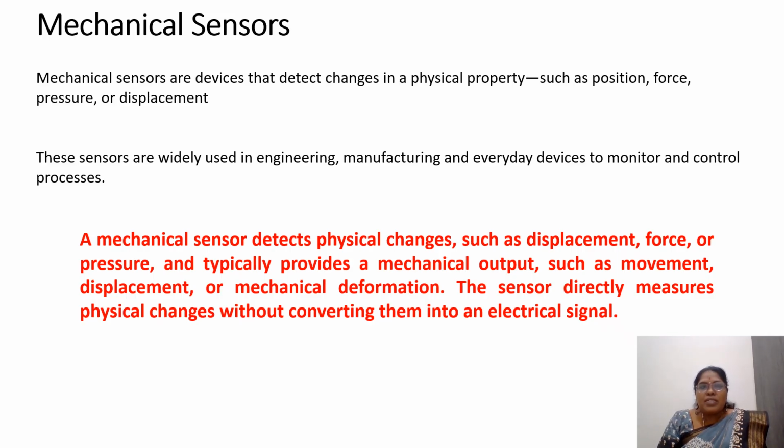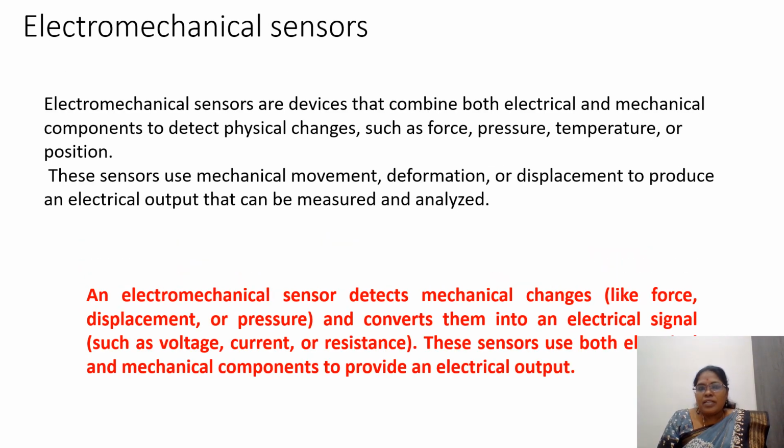So the sensor will directly measure the physical changes, and it will not convert them into an electrical signal. So in a mechanical sensor, it only detects the thing. It will not convert it into an electrical signal.